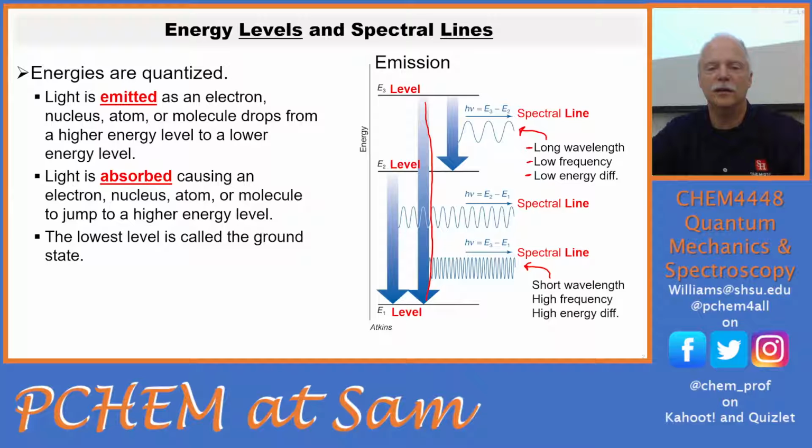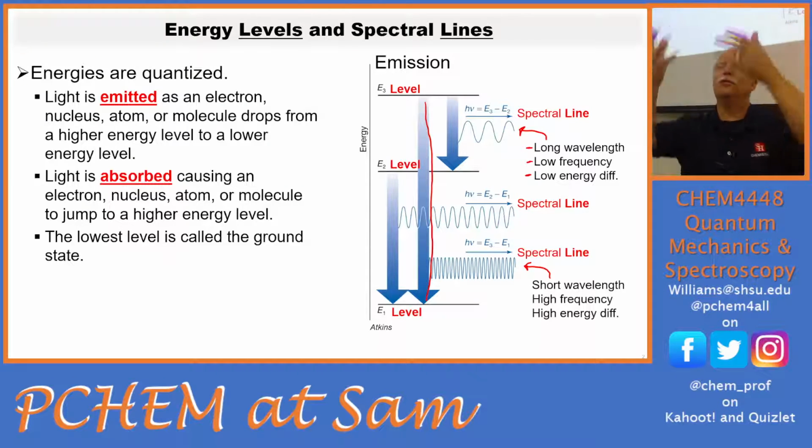Okay. Now, if those arrows were going up, this would be absorption, the system's absorbing light, but if they're dropping down, that's emission. Light's coming out of the system.